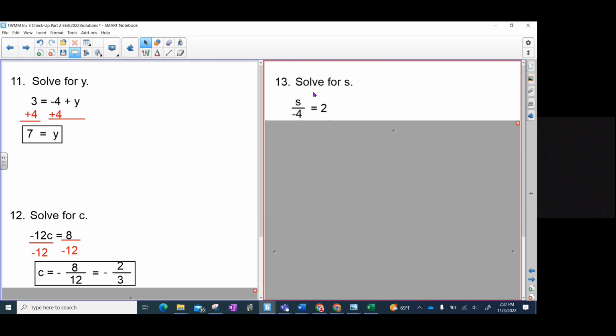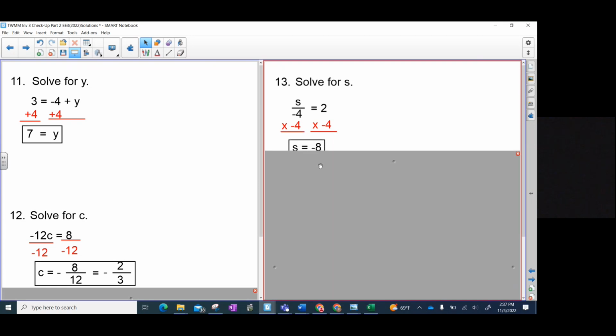Number 13, solve for s. We have s divided by -4 is equal to 2. We have division that we need to undo. We're going to multiply it. So we're going to show that we're multiplying both sides by that -4. And s divided by -4 times -4 would get you just 1s, or s. And 2 times -4 gets you -8.